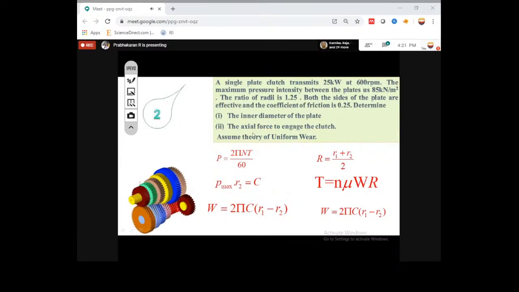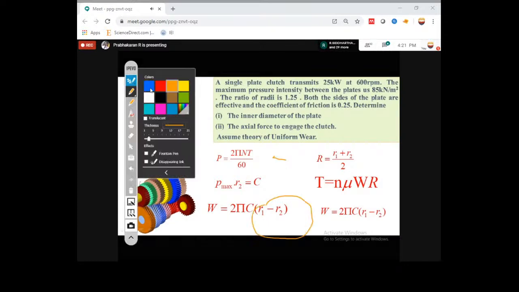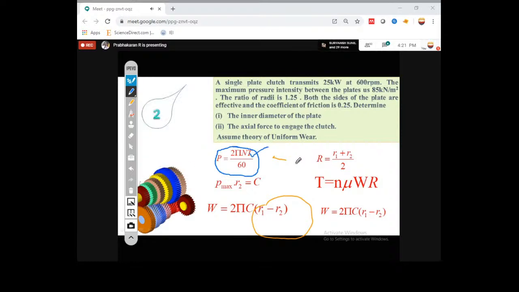This is also a very simple thing, a single plate clutch. For a single plate clutch, n is definitely 2. If you see the power and speed, definitely you can find out the torque transmitted by the plate. Power equal to 2 pi N T by 60. We know the N value and the power value, so definitely we can find out the torque value from that relation.